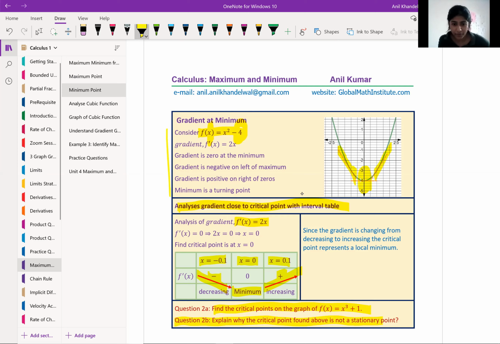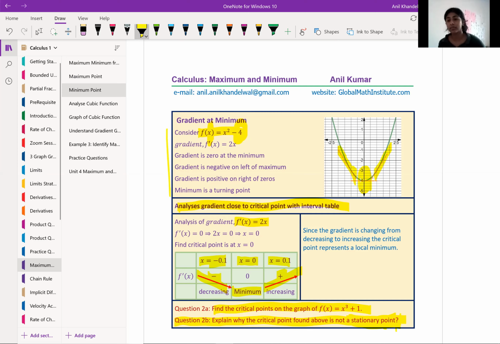Explain why the critical point found above is not a stationary point. I should have written "is not a maximum or a minimum." Yeah, that is a correction which I'll make. So it's not a maximum or a minimum.